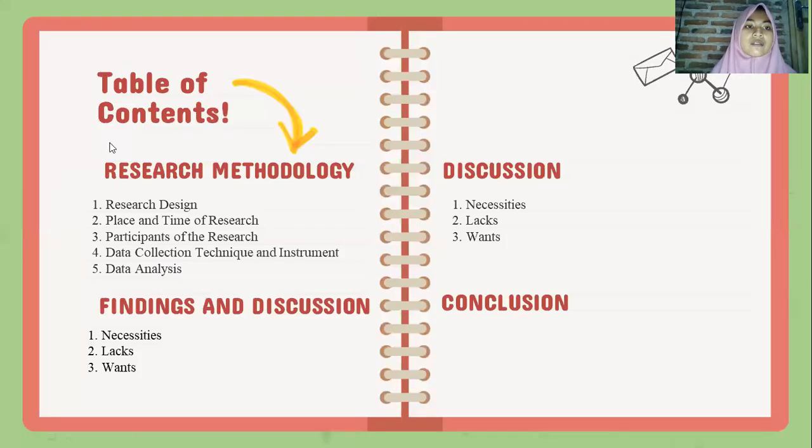This is the table of contents that I will cover. First, research methodology. In research methodology, there are research design, place and time of research, participants of the research, data collection technique and instrument, and data analysis. The second is findings and discussion. There are necessities, lacks, and wants. The third is discussion or the result. There are necessities, lacks, and wants. And the last is conclusion.